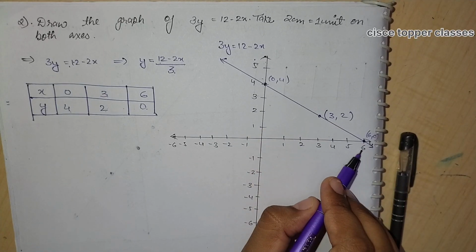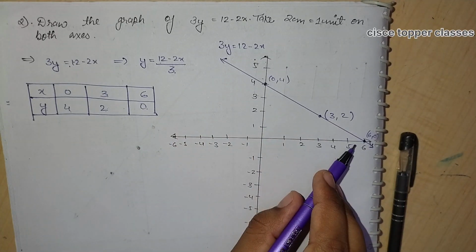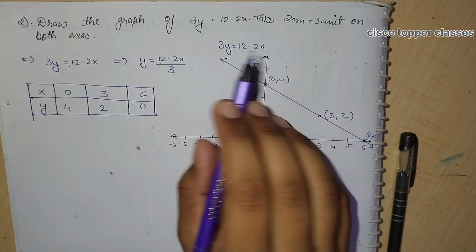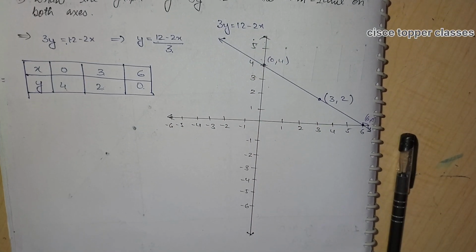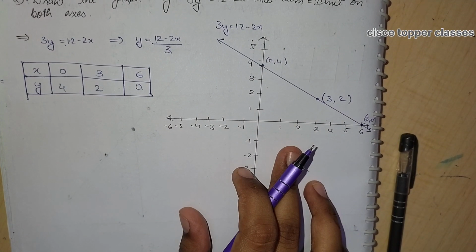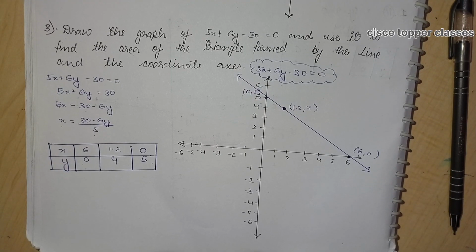We have pointed here all the points, and if we draw a straight line here, this line is the graph of this linear equation. So this is the solution of question number 2, and this is the graph drawn. Now let us solve question number 3.